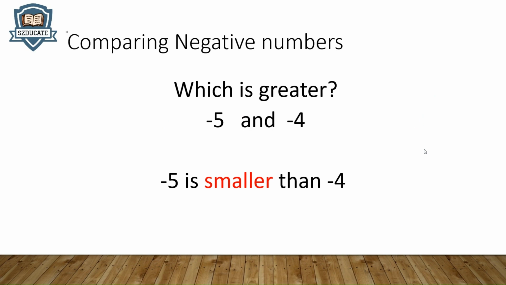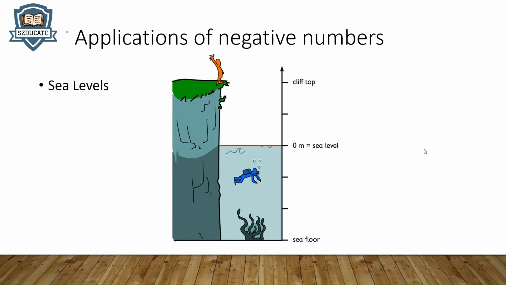Now, let's go back to the apple example. If you owe 4 apples, your friend owes 5 apples. Which of you has more apples? You or him? Right, you, because you only owe 4, he owes 5. Yes? Okay, if you're still very vague and blur on this, don't worry, there are more examples to come. Okay, application of negative numbers in everyday life: sea levels.